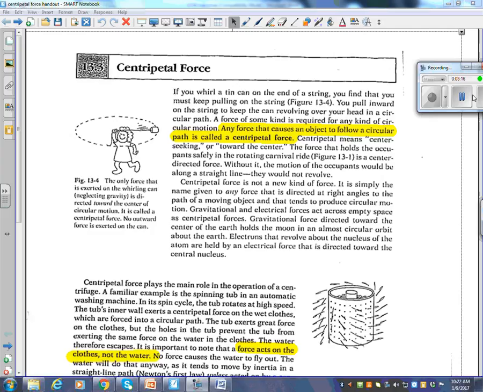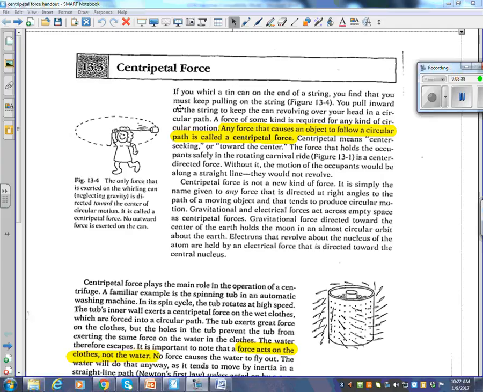Well, let me put it to you this way. Can you push on a string? Doesn't work, does it? You can only pull. So therefore the force is toward center or away from center? Toward center. It is centripetal.